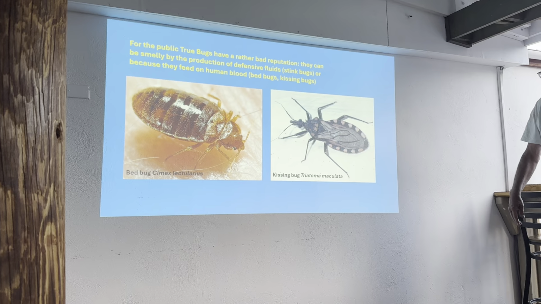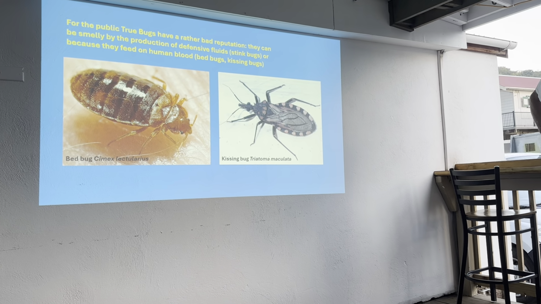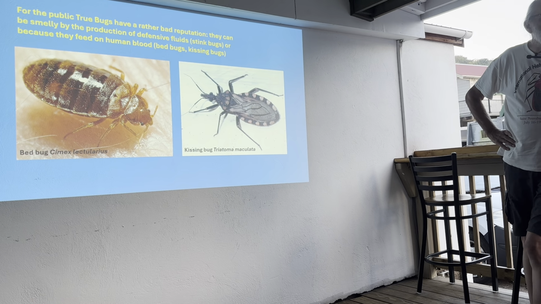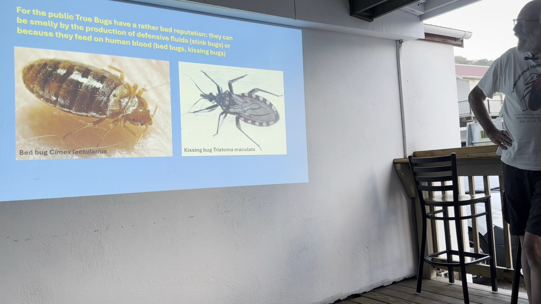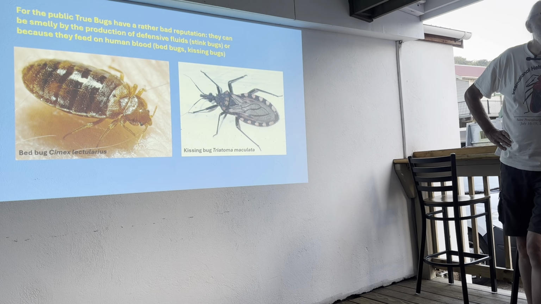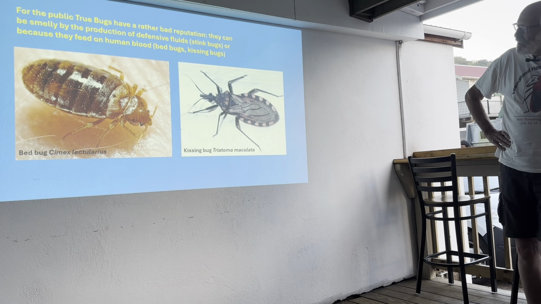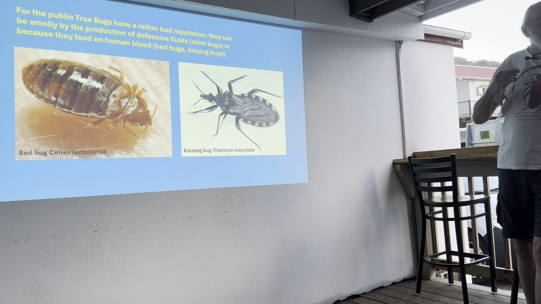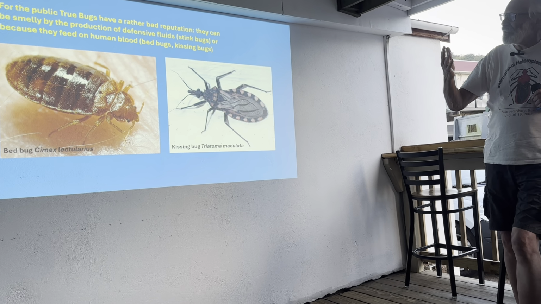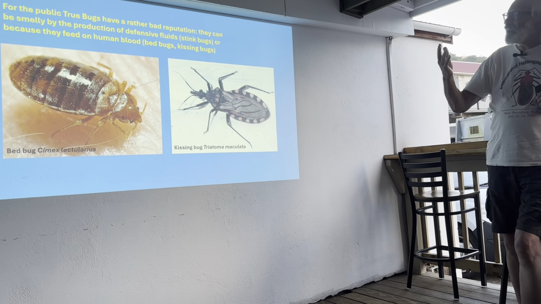On the right side you see the kissing bug, Triatoma maculata. It's also feared because it can act as a vector for Chagas disease, which is a serious sleeping disease, especially in South America. But because of climate warming, this species is coming up north, and it's already found in the southern United States.